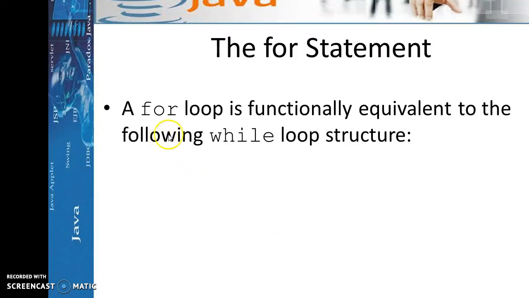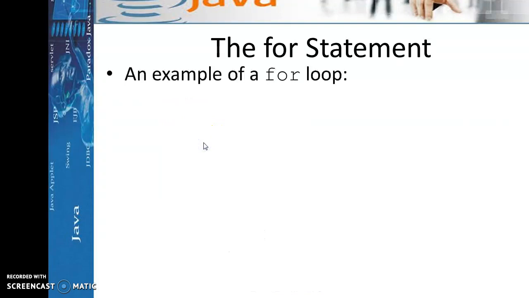Okay. A for loop is functionally equivalent to a while loop. Basically, all for loops could be written as while loops, but not all while loops could be written as for loops. So we'll discuss that a little bit later. But if you have a for loop, you could rewrite it as a while loop, and just no difference.